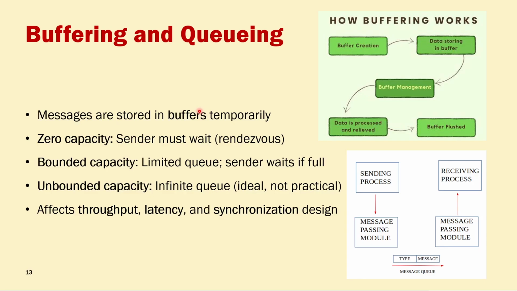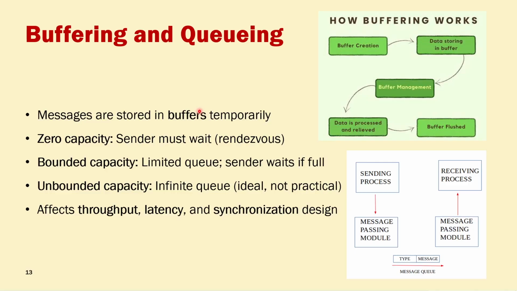Unbounded capacity is an infinite queue. Ideally, it is not possible to have an unbounded buffer capacity. So, it keeps producing, it keeps sending data, and we assume that the buffer is unlimited. So, we can retrieve data at a later point. All these three will have their own values of throughput, latency and synchronization. Design mechanisms are different for these three.